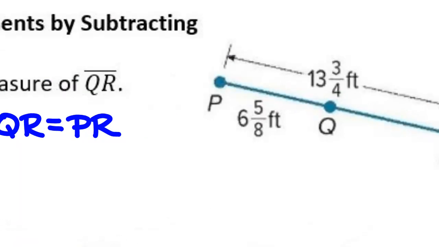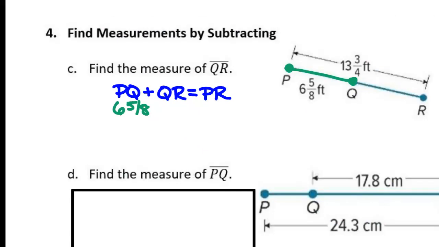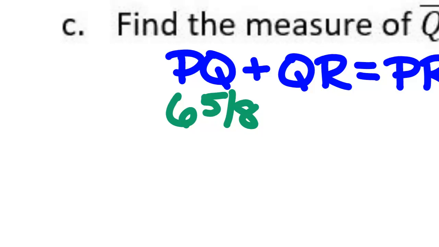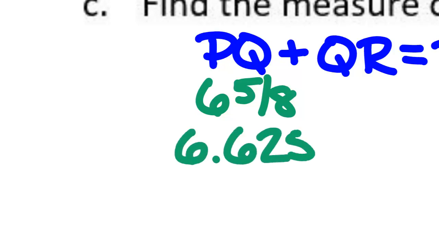All right, now let's get into the numbers. How big is segment PQ? 6 5/8. Let's change that into its decimal form. Can somebody grab a calculator? It's okay if you grab your cell phone calculator for right now. I want to know what 5 divided by 8 on the calculator is. 0.625. Well, we had that 6 whole number out in front, so this would be 6.625.